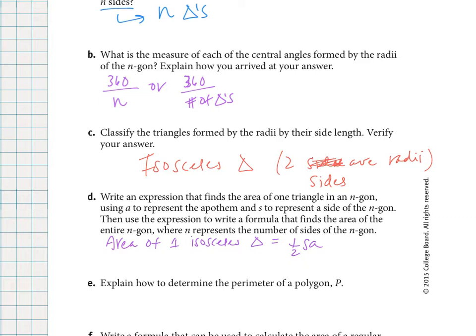Continuing forward, the question says, then use the expression to write a formula that finds the area of the entire n-gon, where n represents the number of sides of the n-gon. If we want to find the area of the n-gon, then we're going to take the area of each of those triangles and multiply it by however many sides, or essentially however many triangles there are. So we take that 1/2 S times A, the area of one triangle, and multiply it by n triangles. Altogether, we have 1/2 S times A times n.